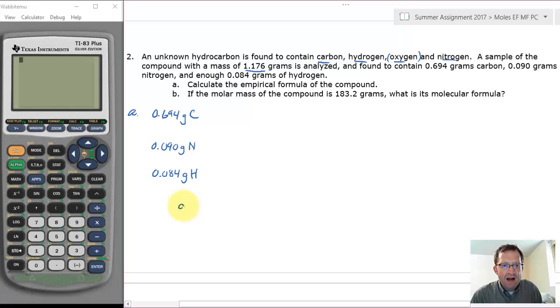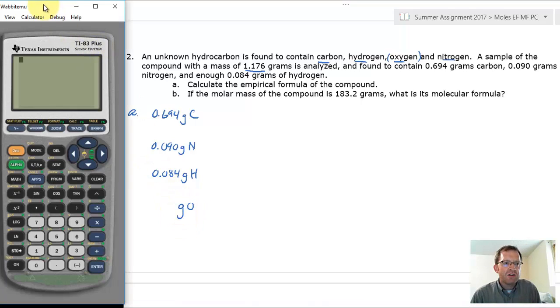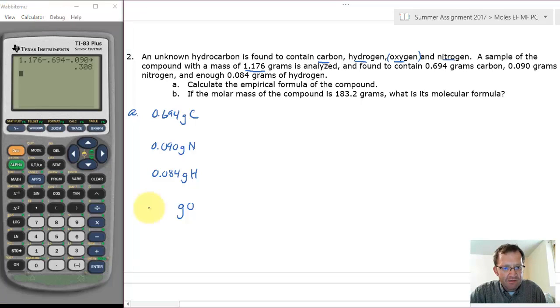So we know there's some oxygen left because the first sentence says there's oxygen involved. So what I'd probably encourage you to do here first is figure out how much oxygen we've got. So I've got 1.176 grams total. Take away the carbon, which is 0.694. Take away the nitrogen, which is 0.090. And take away the hydrogen, which is 0.084. That should leave us with 0.308 grams of oxygen. So there's our 4 parts. Again, just by subtracting all the other ones out, we've got our final constituent figured out.